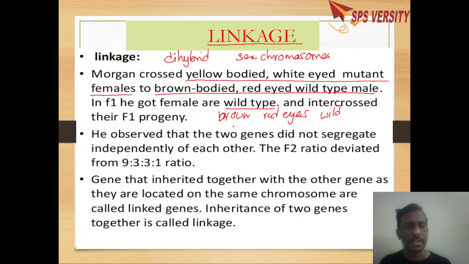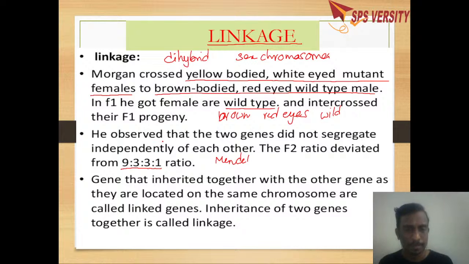In the F2 generation, according to Mendel, if you take Mendel's dihybrid cross ratio, what we should get is a 9:3:3:1 ratio. But here, an interesting aspect is that he has not approached the 9:3:3:1 ratio. What is the reason? Why? There is a deviation from Mendel's dihybrid cross phenotypic ratio.